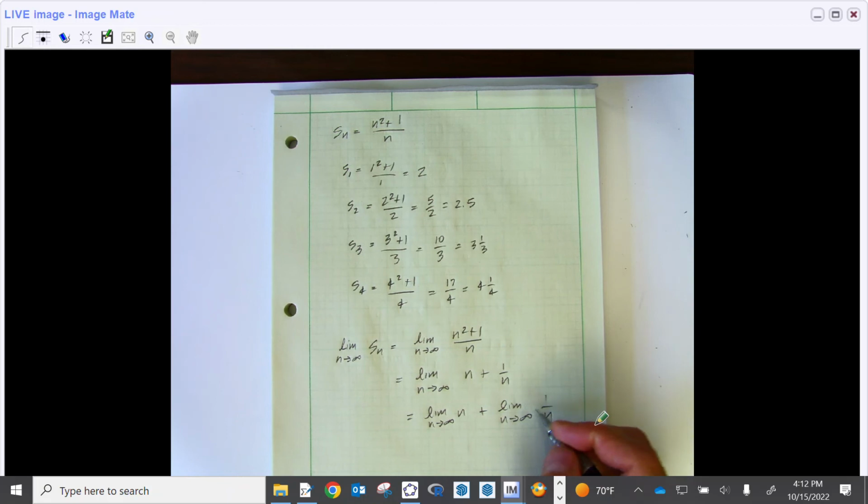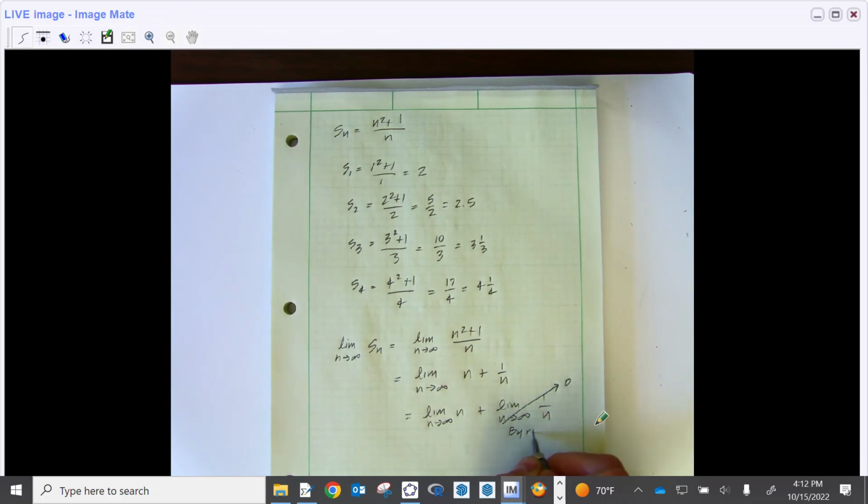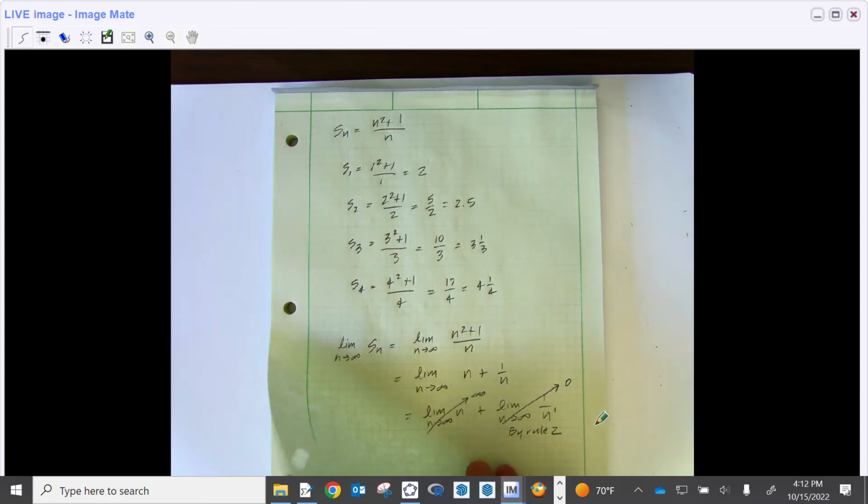this one we know from rule 2 goes to 0. Remember, the exponent on this one is 1. And it said anytime we have 1 over n to the p, so long as p is greater than 0, and this p is greater than 0, this thing is going to go to 0 because rule 2 says it will. But looking at this, what's the limit of n as n goes to infinity? Well, this thing is definitely going to infinity, and just continues to get large.